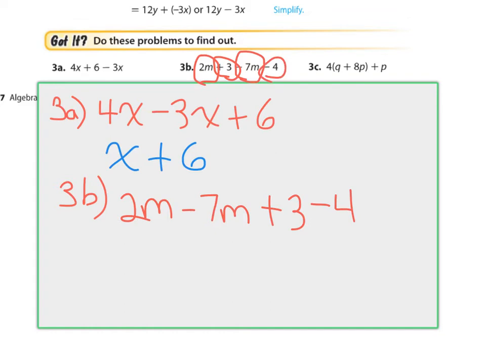And 2m minus 7m is negative 5m. And then here's the tricky part. I have a 3 minus 4. That's going to become -1, correct? Because I'm taking more away than what I have. So you can write plus -1, or you can just write simply -1. Okay, this would be an acceptable answer. This would also be an acceptable answer. -5m plus -1.